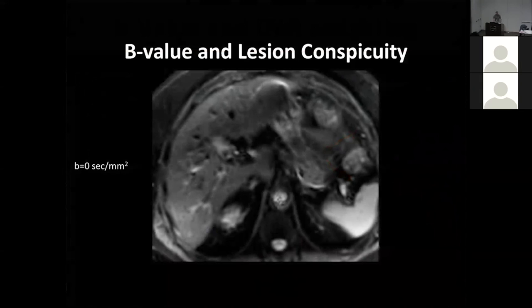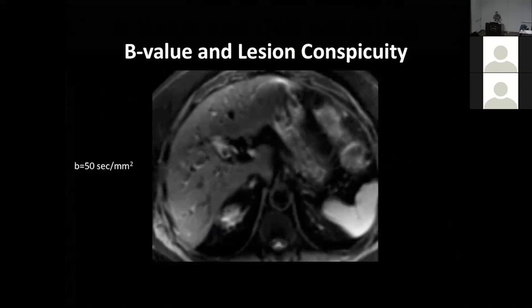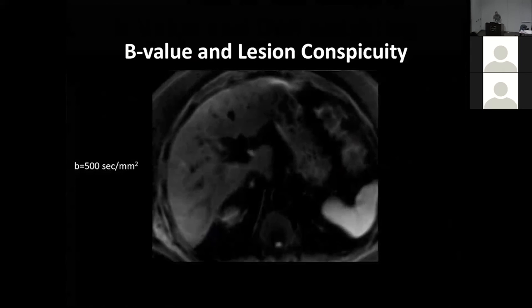Actually, this is kind of interesting. So notice that when you go from B0 to B50, a lot of the blood vessels and a lot of the bile ducts, which were previously distracting, go dark. And with a B value of 100, even more of them become dark. Now let's go to a B value of 500. And now all the blood vessels are dark.